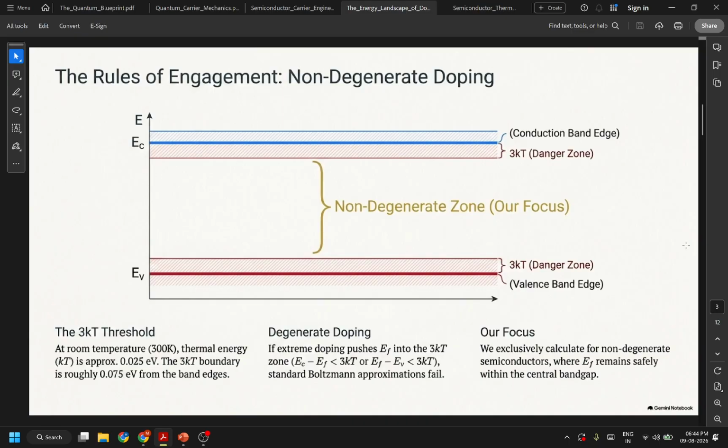Then we can have non-degenerate doping, where the Fermi level stays outside the Boltzmann approximation range, which is 3 kT. At room temperature, the thermal energy kT is approximately 0.025 eV. The 3 kT boundary is roughly 0.075 eV from the band edges. Degenerate doping: if extreme doping pushes EF into the 3 kT zone, that is Ec minus EF less than 3 kT or EF minus Ev less than 3 kT, standard Boltzmann approximations fail. So we exclusively calculate for non-degenerate semiconductors where EF remains safely within the central band gap.